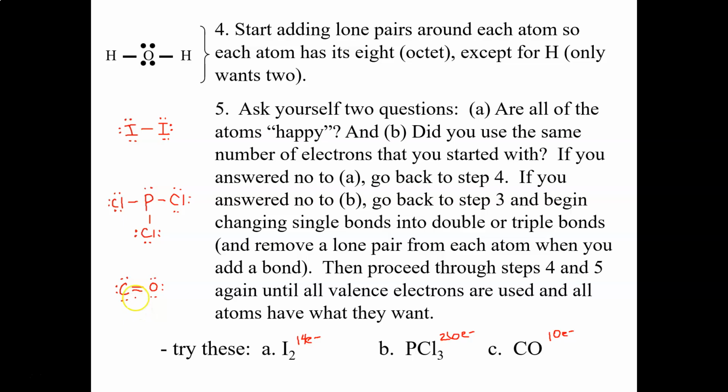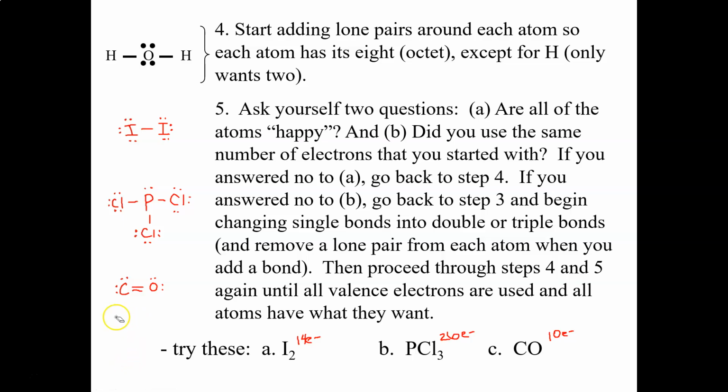That's pretty sad. But I draw another bond in, and then every time I add a bond, I have to erase 2 lone pairs, 1 from each side. So if I draw my bond here, then I have to erase a lone pair from that side of the bond and from this side of the bond. So every bond erases 2 lone pairs.